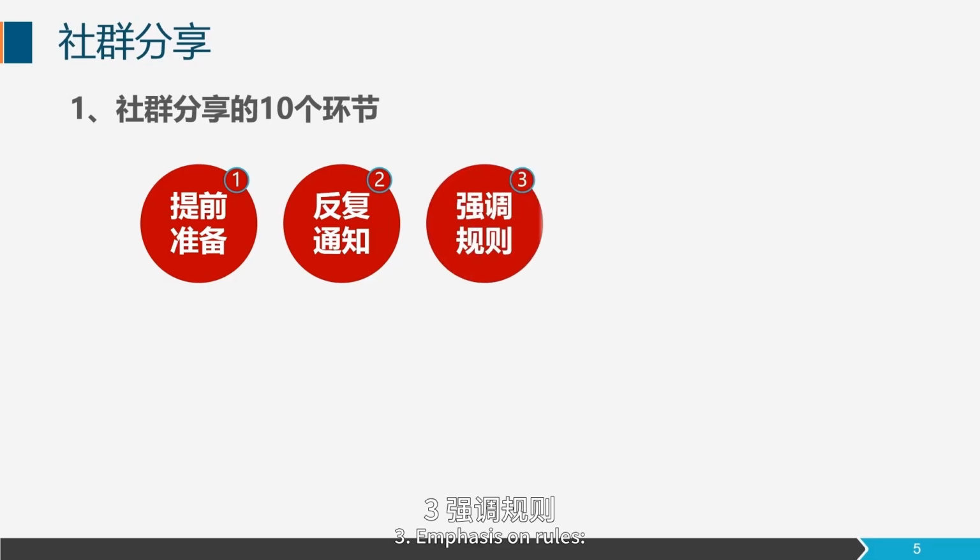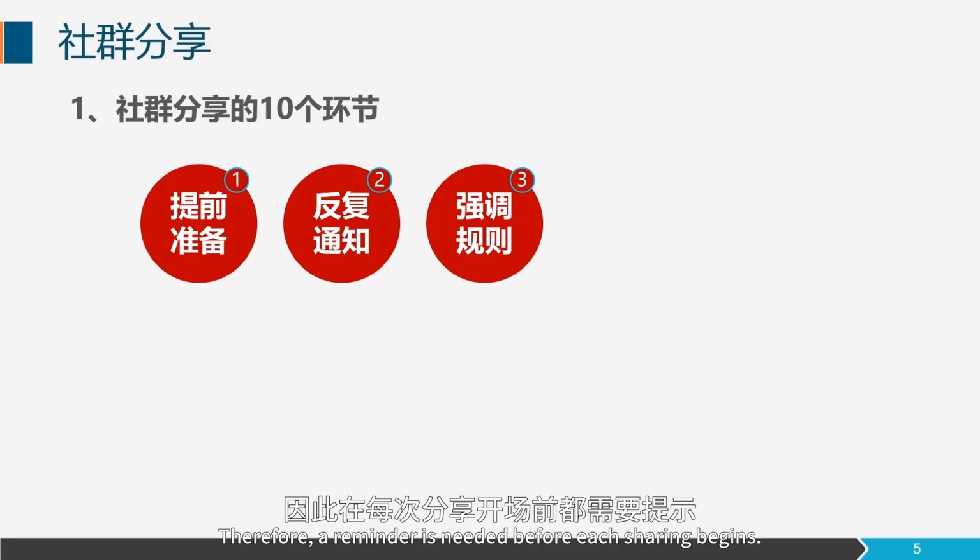3. Emphasis on rules. If there are new members joining the group before the group sharing, they may not be familiar with the sharing rules and may interrupt at inappropriate times, which will affect the guests sharing. Therefore, a reminder is needed before each sharing begins.